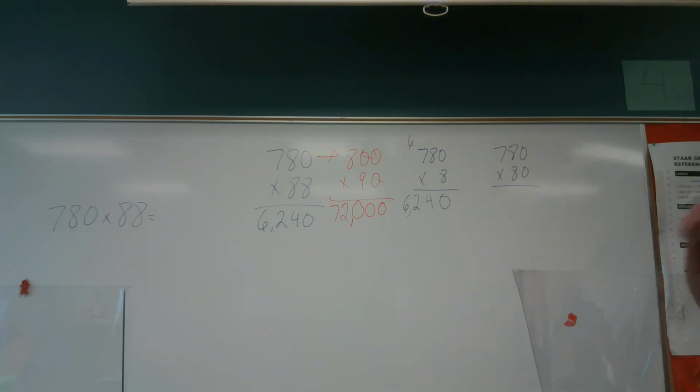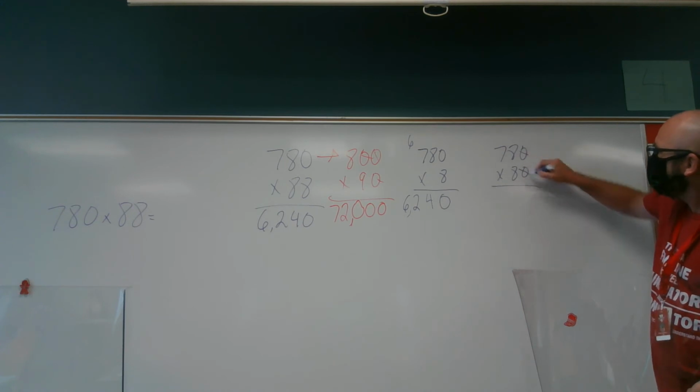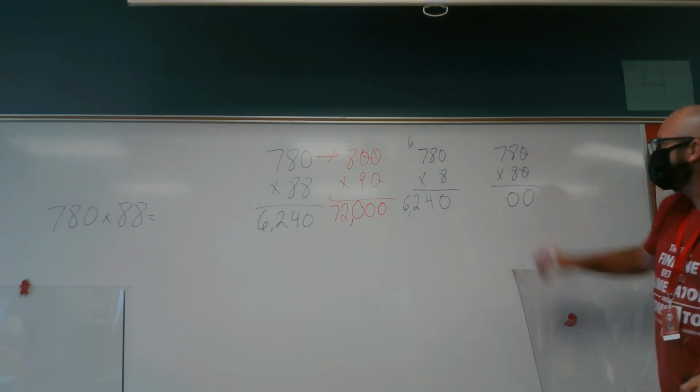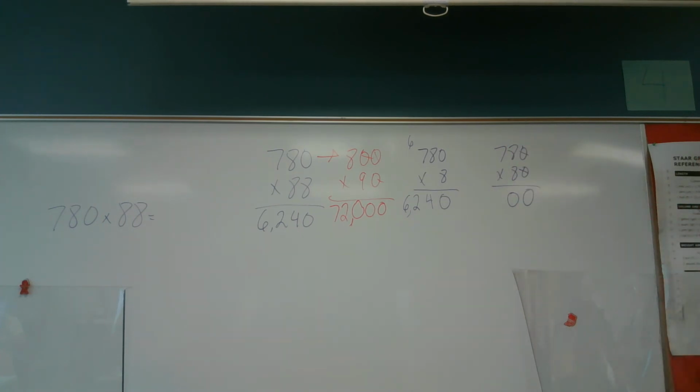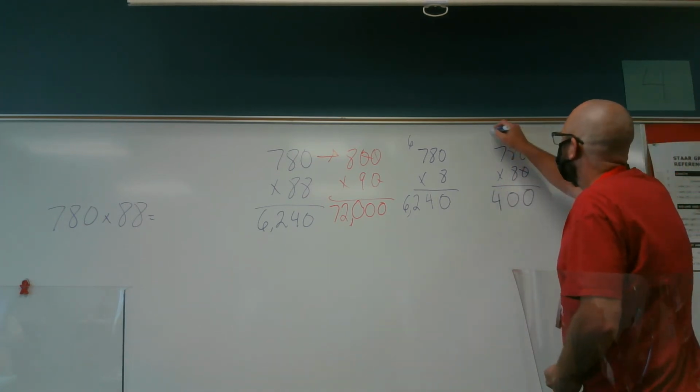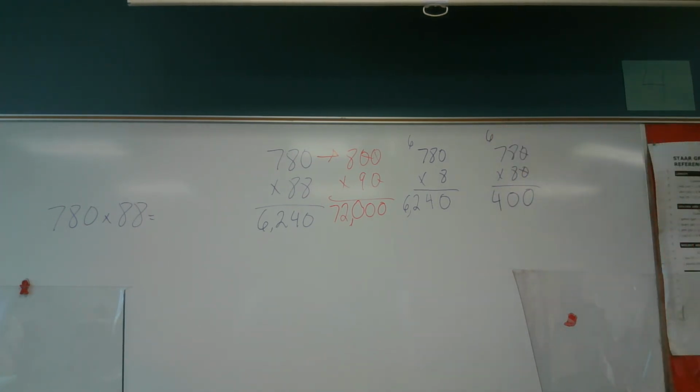Now I'm multiplying by 80. I have these 2 trailing zeros, so I can put those zeros down, and now I'm just multiplying 78 times 8. 8 times 8 is 64. 8 times 7 is 56. Plus 6. 62.